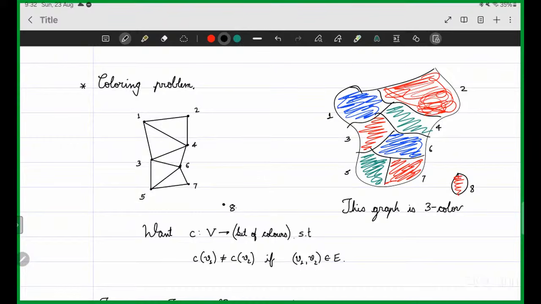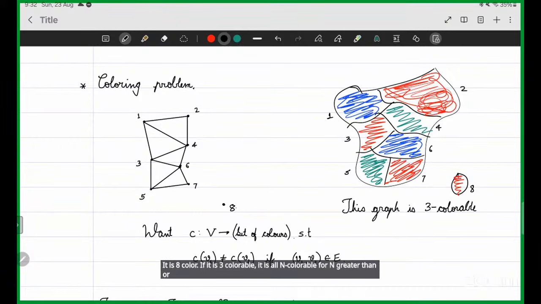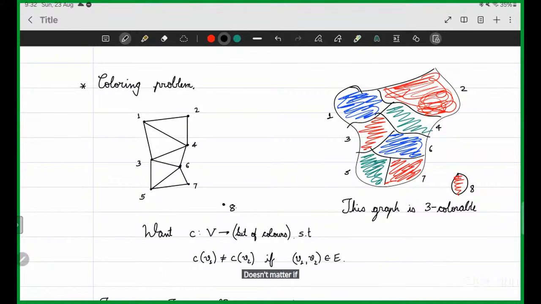It is 8-colorable. If it is 3-colorable, it is n-colorable for all n greater than or equal to 3. It doesn't matter if I take a bigger set of colors. Yes, sir. If I can do it with 3, I can do it with more. But the objective is to do it with as few colors as possible.